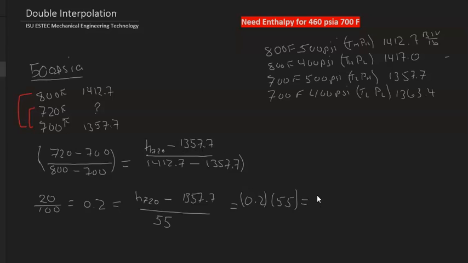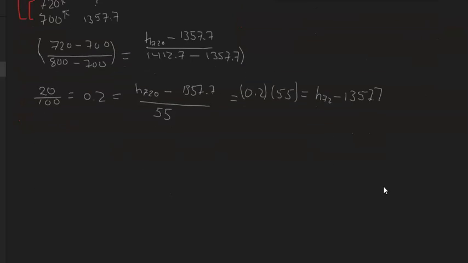Let me just start this so we don't get confused. It's going to be a minus the 1357.7. And let's see if we can get this to scroll down a little bit. There we go.